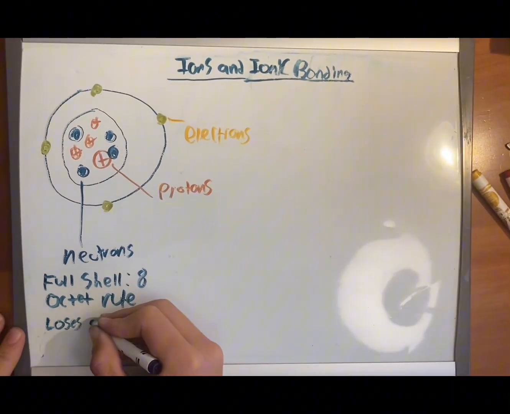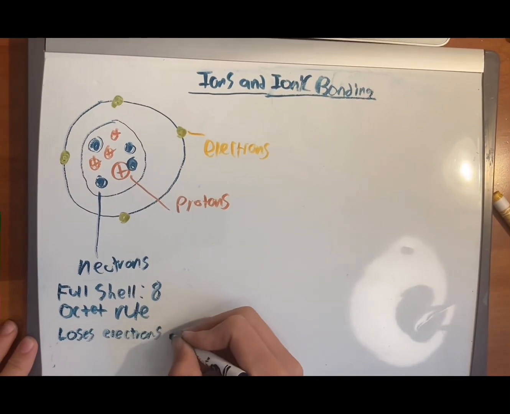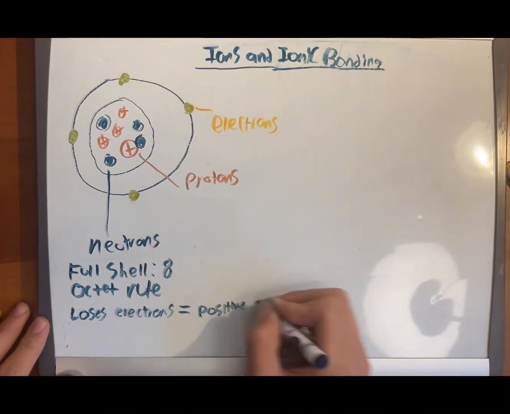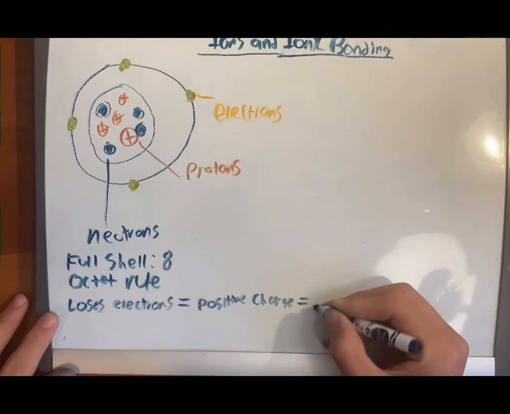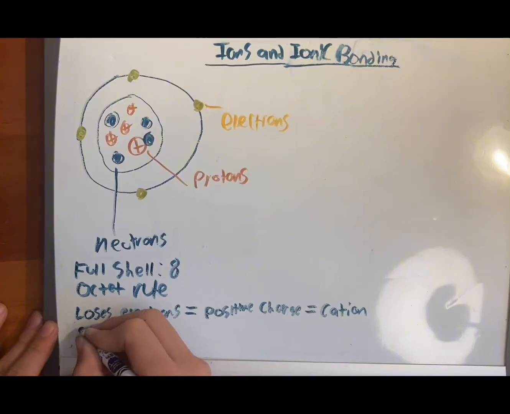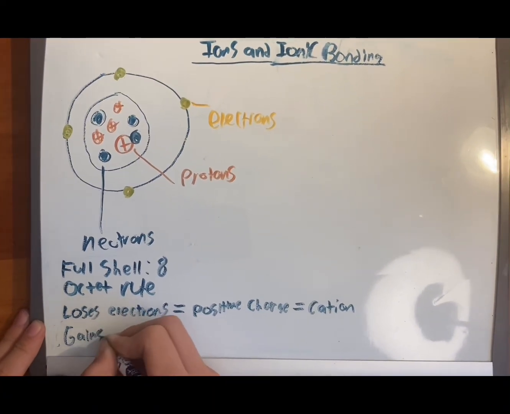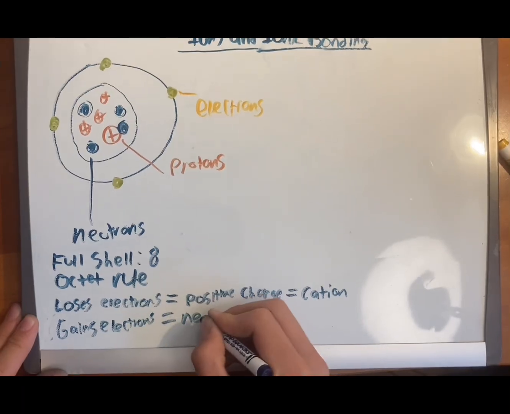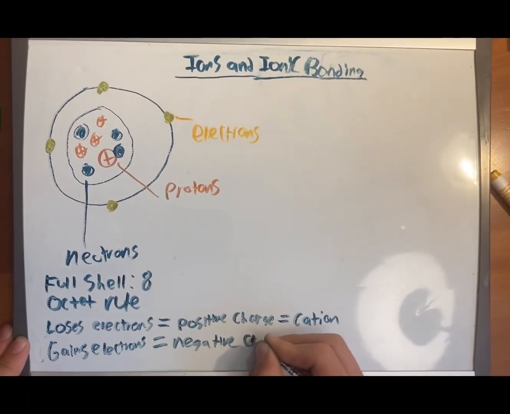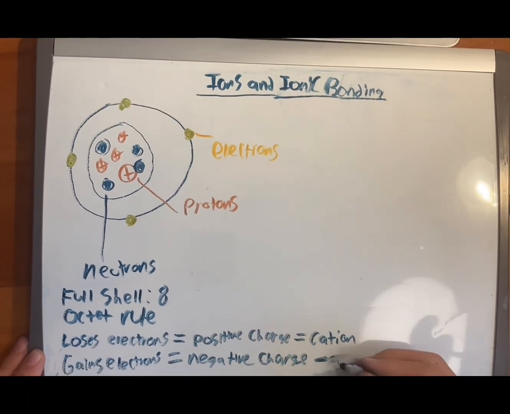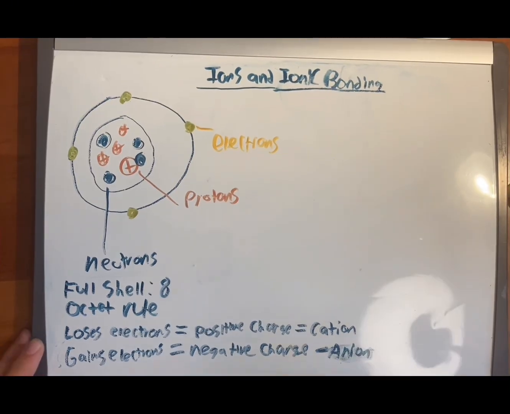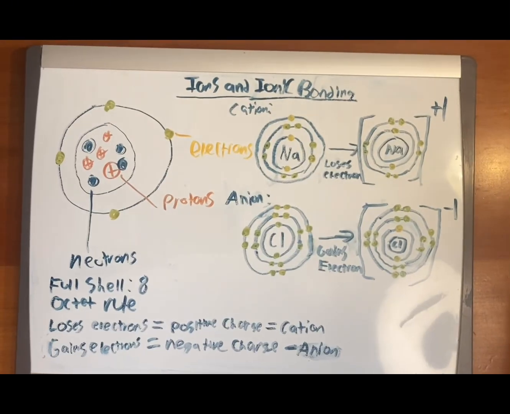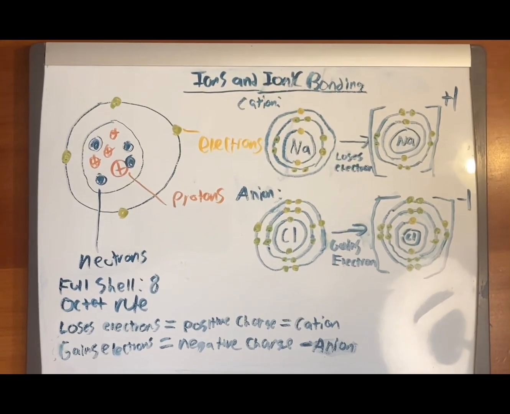When an atom loses electrons, it becomes positively charged, which is called a cation. When an atom gains electrons, it becomes negatively charged, which is called an anion. Ions are just atoms that have an electric charge because they've lost or gained electrons. Now we have examples of a cation and an anion.